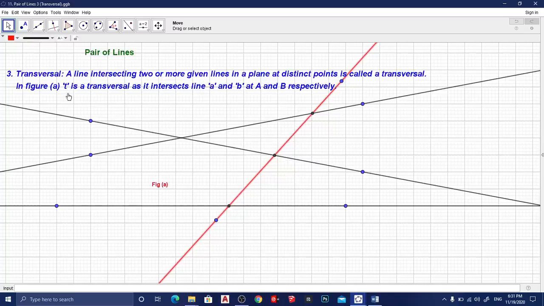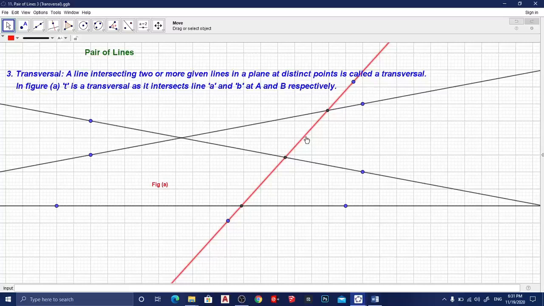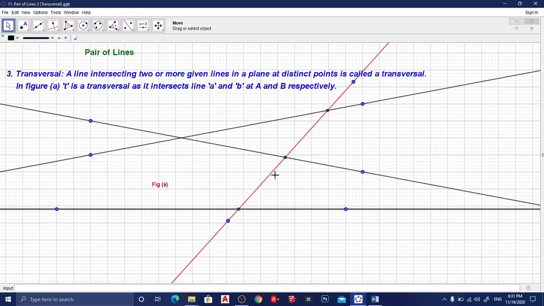So in the figure, T is the transversal, so you can indicate it as small t, and it intersects line A and line B respectively at A and B points. I have not shown the points actually. Here you can take point A and point B. At two distinct points it is intersecting. That's why this line is called the transversal of these lines. Okay, the lines may be parallel or may not be parallel also, like this. But that line should intersect the given lines at distinct points.